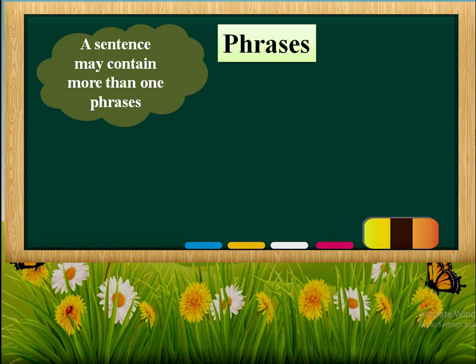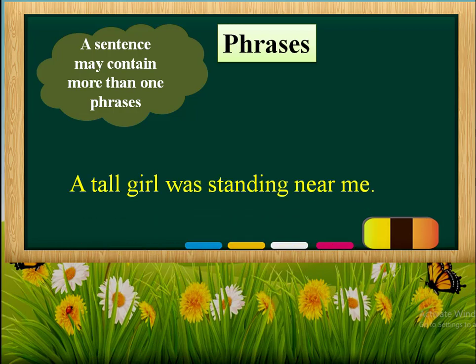A sentence may contain more than one phrase. Let's see an example. A tall girl was standing near me. Here, a tall girl is a phrase. Was standing is another phrase. And near me is also a phrase. We are getting 3 phrases from this sentence.